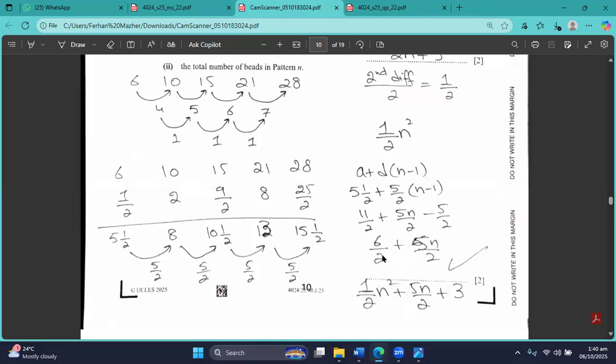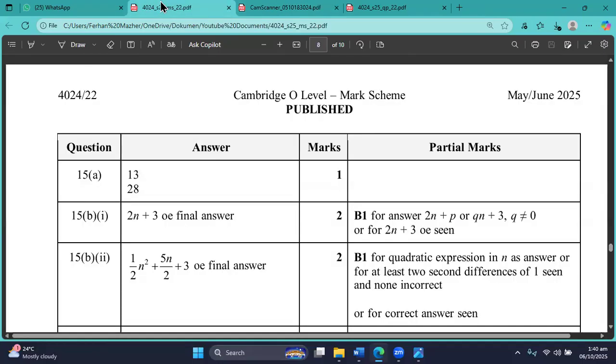So this simplifies to 3. When you get this, just simply write it here, and that will be your expression. The expression for the nth term of that quadratic sequence: this term is 1 by 2 n square, and this term is 5n by 2 plus 3. The 2 and 6 cancel, so that's why 3. So this is the formula, and this is how we find it. So 1 by 2 n square plus 5n divided by 2 plus 3.